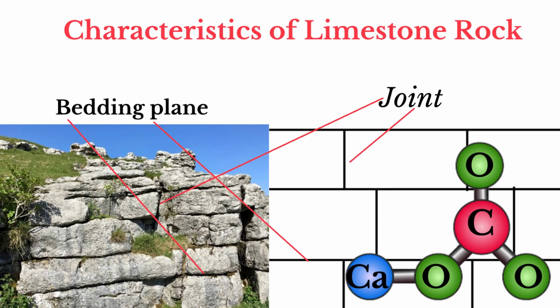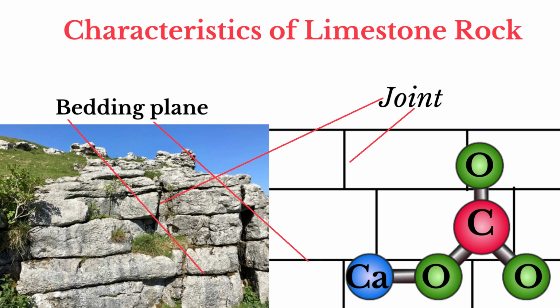Though many rocks may contain calcium carbonate, they are only classified as limestone when they have 50% or more of the mineral. All other minerals found in the limestone are called impurities.